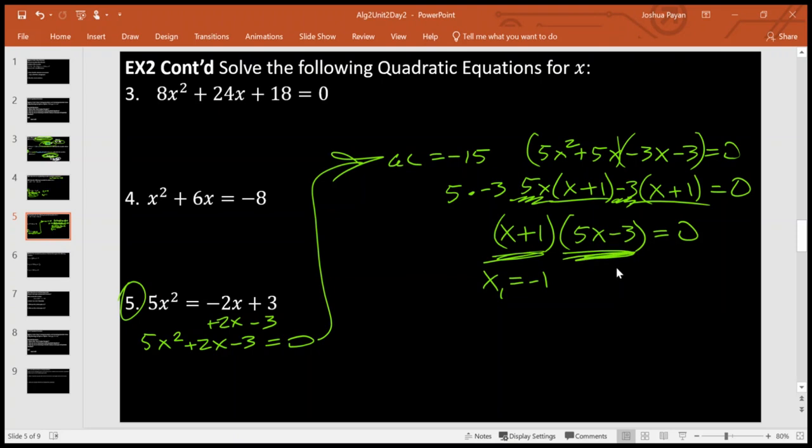This guy, however, I'm going to have to do a little bit of work. Set it individually equal to 0. So add 3, divide by 5, and we get our second solution.